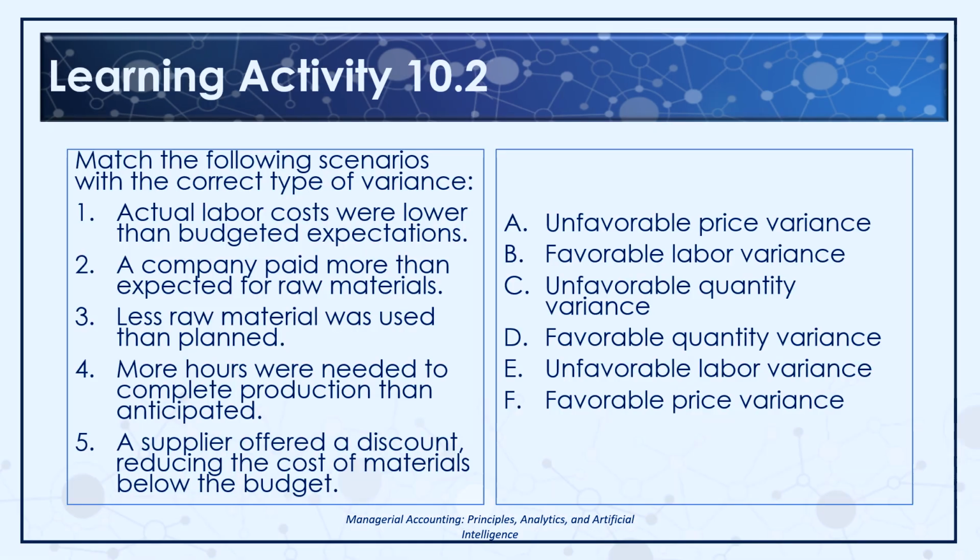Now complete learning activity 10.2. You're given scenarios and must match each scenario with the correct type of variance. For example, paying more than expected for raw materials is an unfavorable price variance, whereas using less raw material than planned is a favorable quantity variance. Pause here and complete the matching. Once you've finished, check your answers with the solutions provided in the back of Chapter 10.